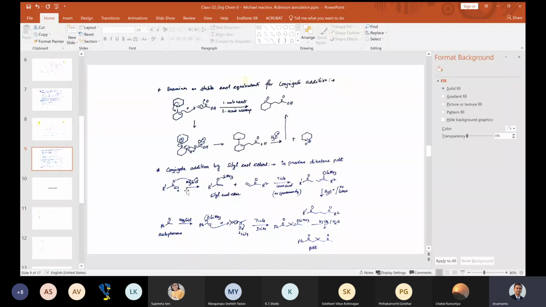Another way to trap the enols or the enolate is called silyl enol ether. You will learn a lot, okay, if not a lot, at least some more of this silyl enol ether in your higher classes, maybe in the third year or fourth year. So here I would give a very brief example.